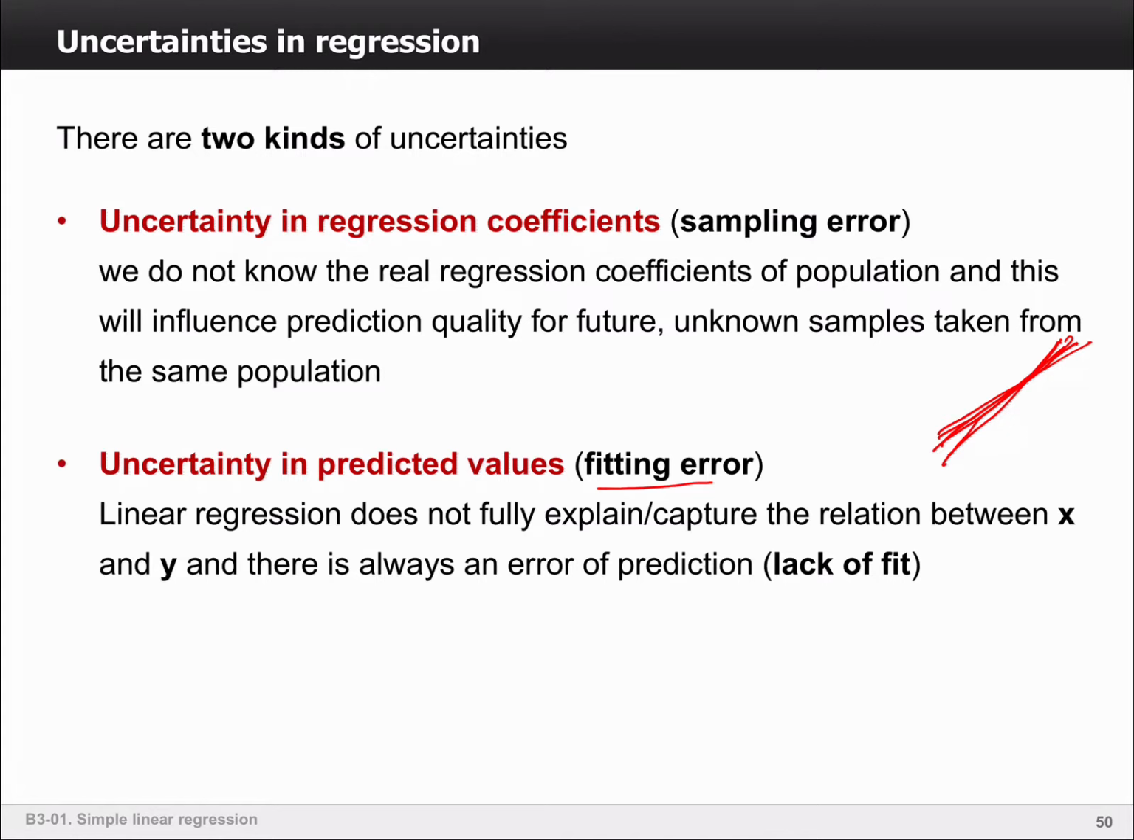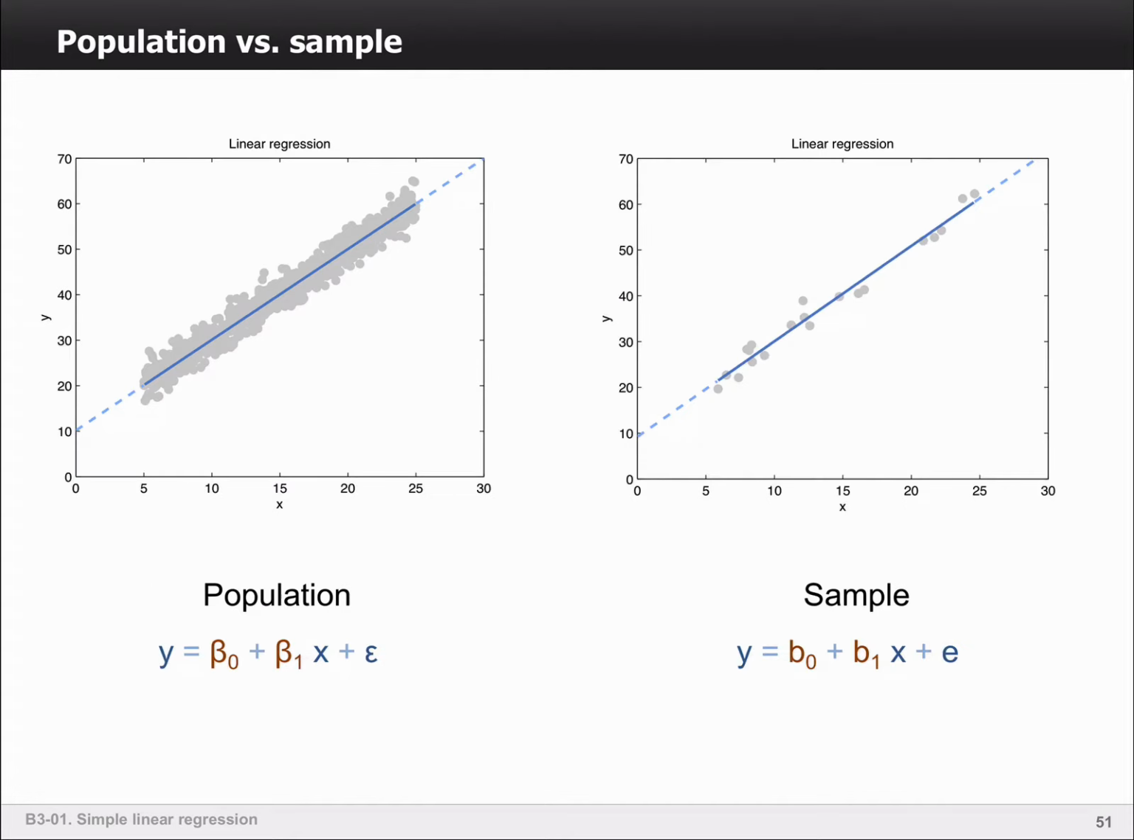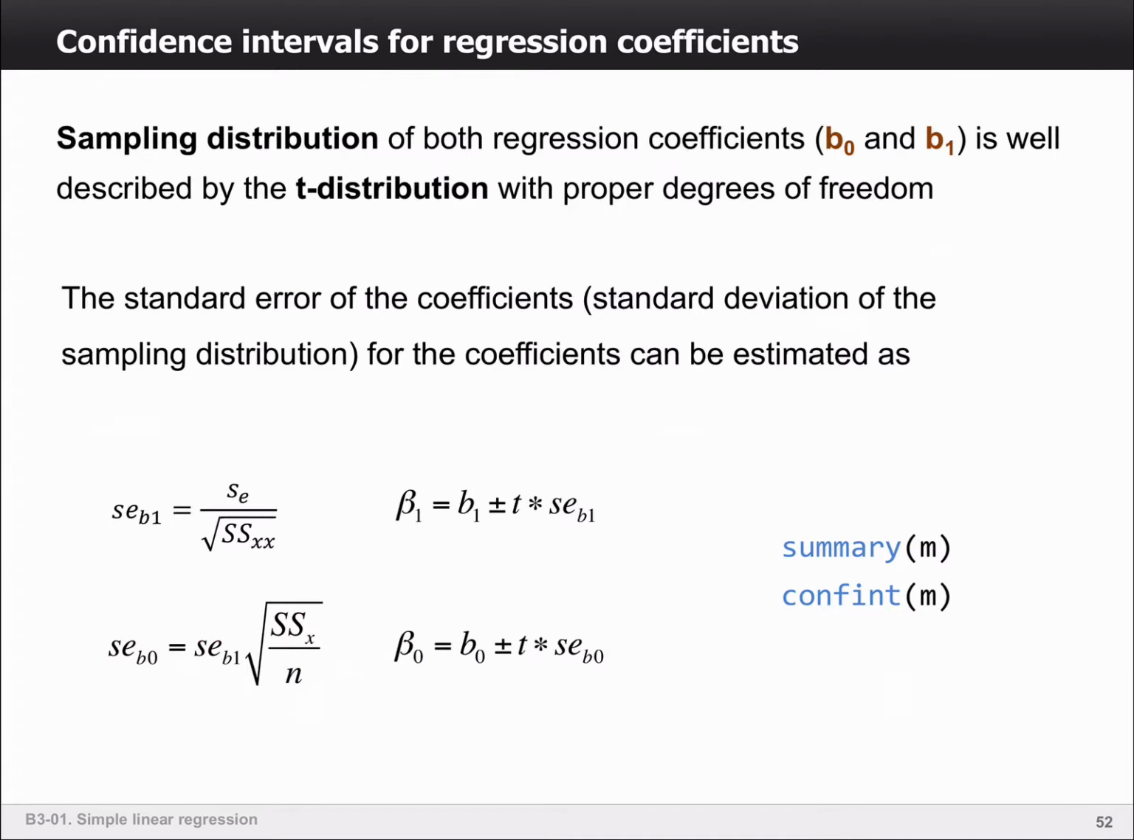So let me show you how to calculate the total uncertainty and how to estimate the uncertainties, for example, for regression coefficients. So remember this, you have a population, this is a true regression coefficients for population, and this is what we got for our sample. And you know that B0 is not the same as beta 0, right? So you always have some uncertainty, which is called a sampling error.